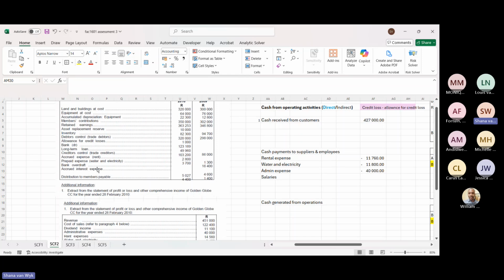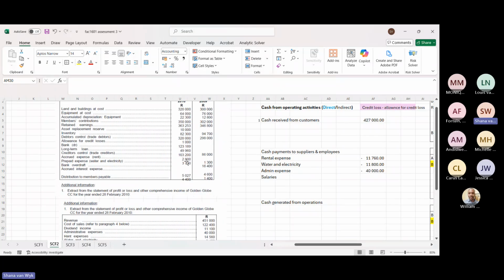Here we have accrued interest expense. I assume it's for the loan. I don't see any other one. Okay, what is an accrued expense? It's on the credit side, which means we need to debit the amounts.